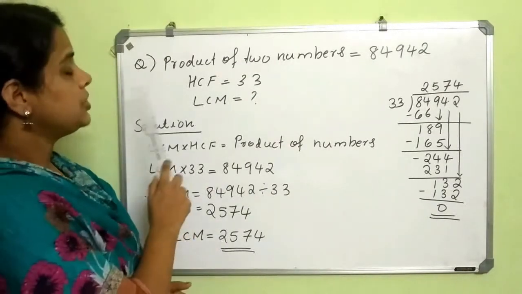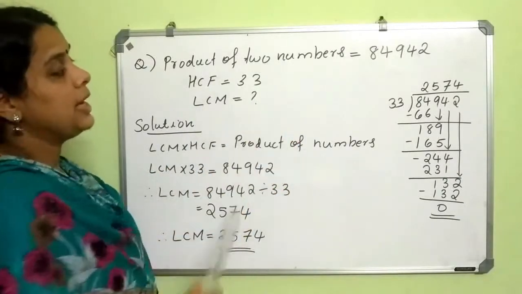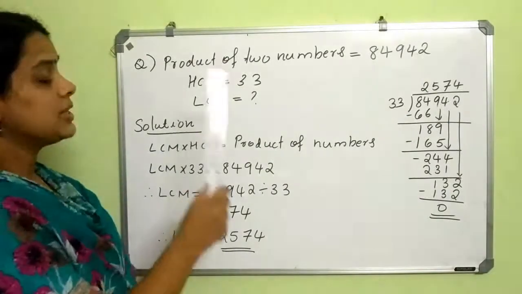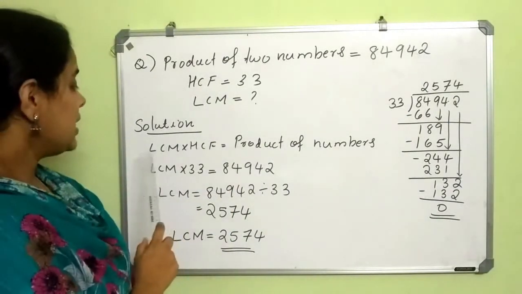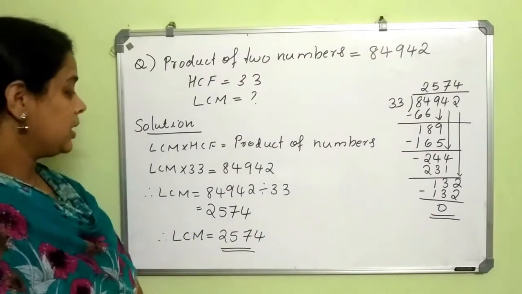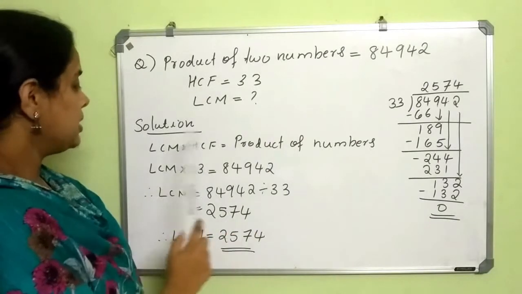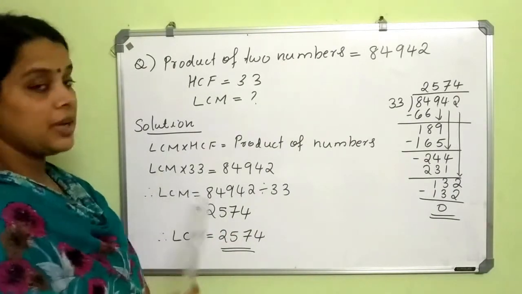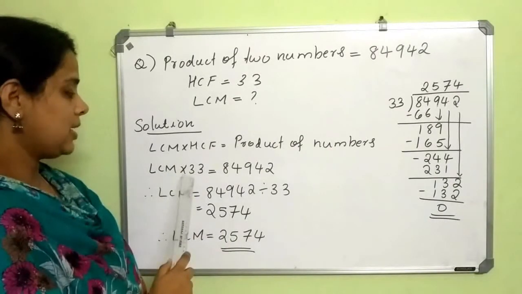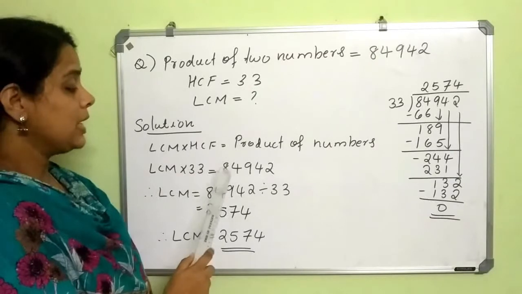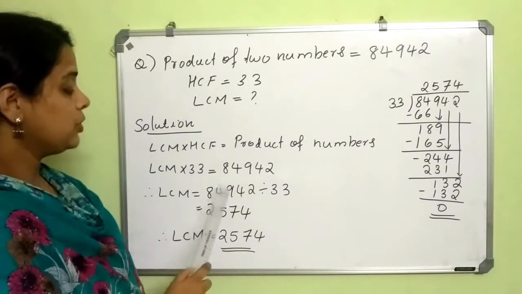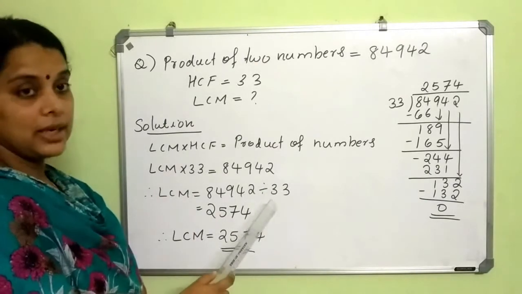Using the relationship between HCF and LCM, we can solve some word problems. See, the question is, product of two numbers are 84,942. HCF is 33. What is the LCM? See, the relationship is LCM into HCF is equal to product of numbers. So, it's given product of numbers and HCF. We need to find the LCM. From this equation, we can write LCM into 33, that is HCF, is equal to 84,942.